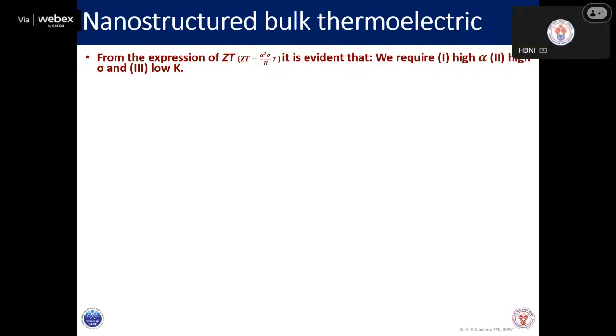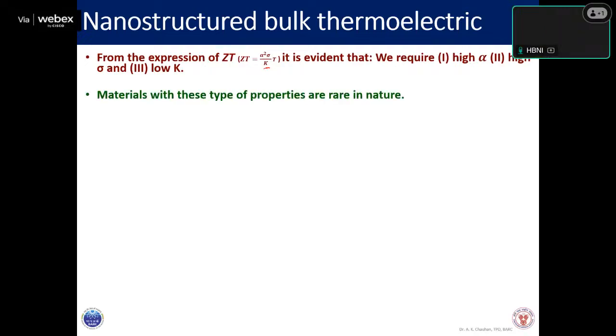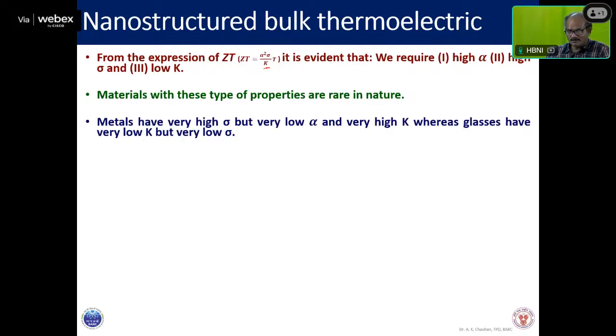In the denominator part. So we require low thermal conductivity to have a good thermoelectric material. But we know that a material having a low thermal conductivity and high electrical conductivity is rare in nature.